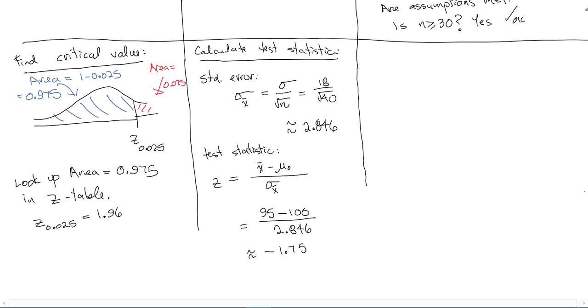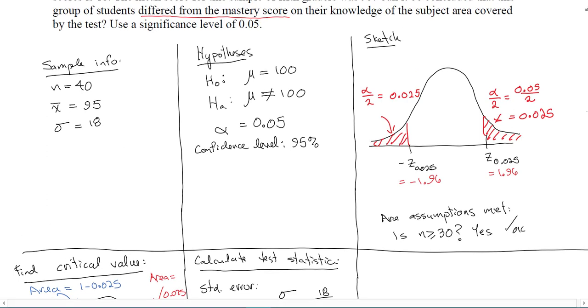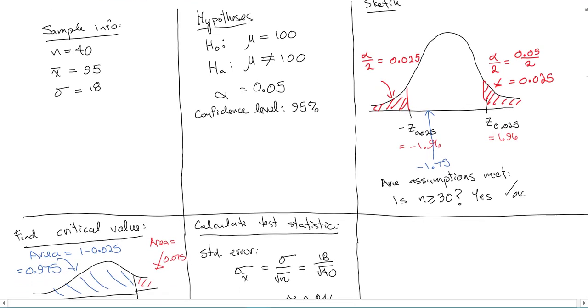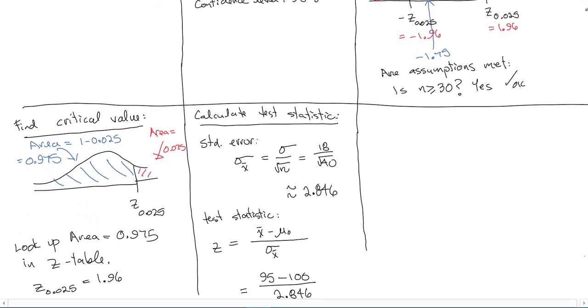Okay, so let's go back to our picture and put that on our picture. So where is negative 1.75? It's not in the rejection region, is it? It's around here somewhere, right? I usually just mark it, and it's easy to look at the picture and see whether it's in the rejection region because we already have our critical values marked on there. And so there we have that.